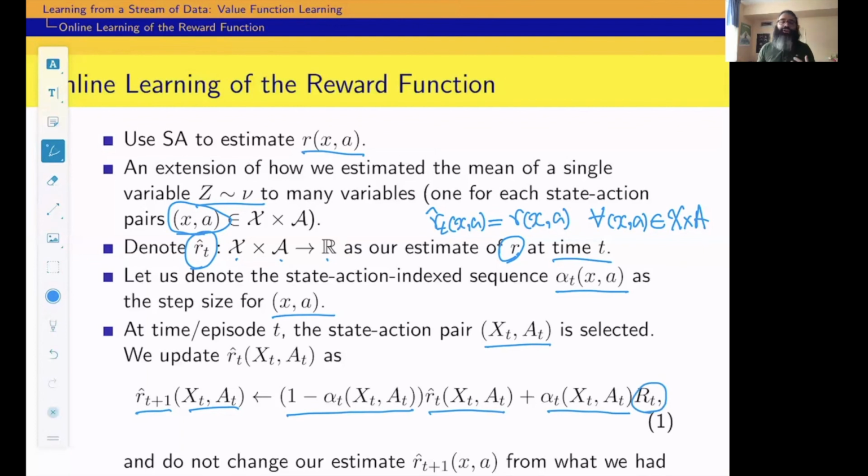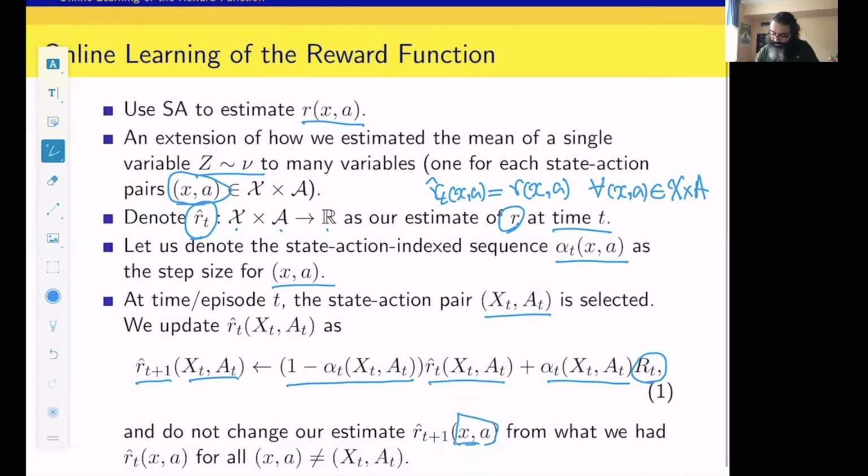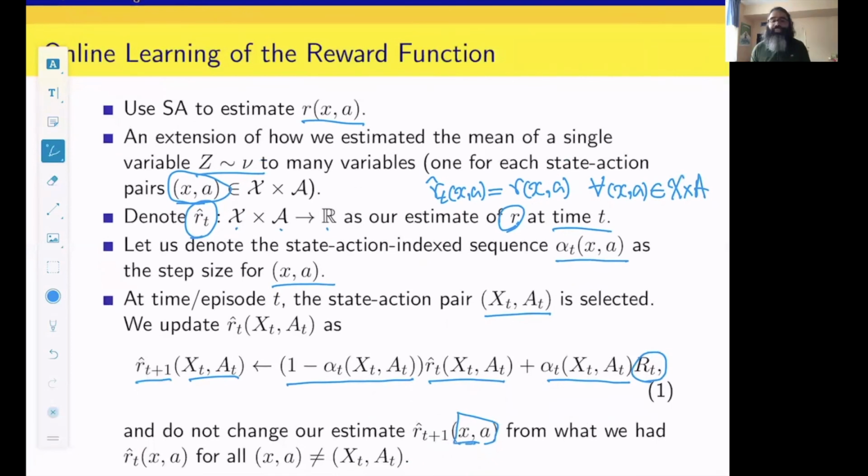And so I only update it for the state action that I have observed, and I keep the previous one the same. So our estimate of r hat at t plus 1 at state x and a, when x and a is different from x_t and a_t, I keep this previous value.